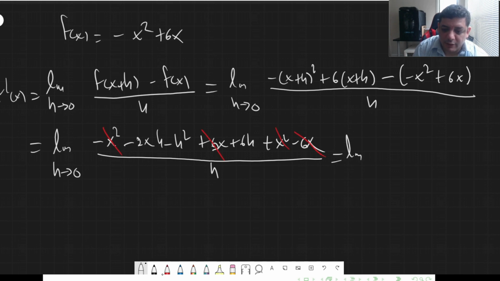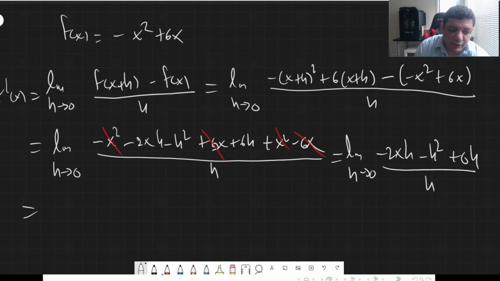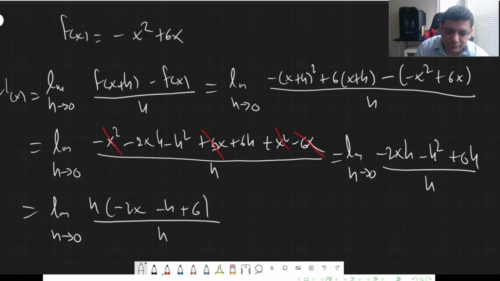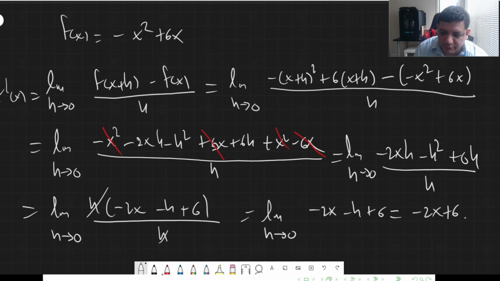Once we do that, we get the limit when h goes to 0 of minus 2xh minus h squared plus 6h over h. We can factor and cancel one of the h on top. And so that's going to lead to minus 2x minus h plus 6, which is minus 2x plus 6. And so that's the derivative of the function minus x squared plus 6x.